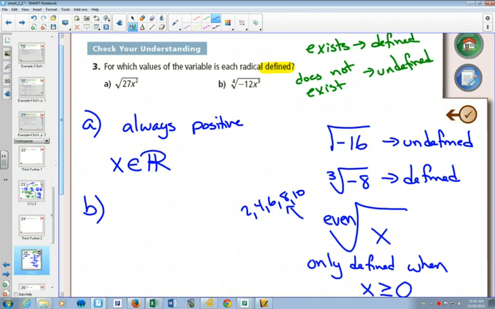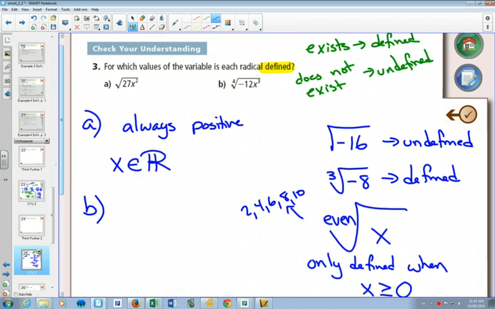So in the second one, again, we have an even index. So we have to check, is it always positive, or is it always negative, or where does it change? Unlike the first example, I can figure out a number that's not going to work. For example, if I put in 2, order of operations would say do 2 cubed first, and 2 times 2 times 2 is 8. And then I'd have to multiply by the negative 12, and I would get negative 96. And that would give me a negative inside my fourth root, and that would be undefined. So 2 is bad.